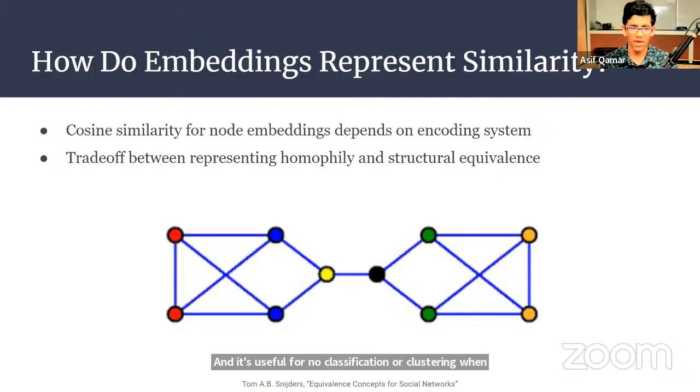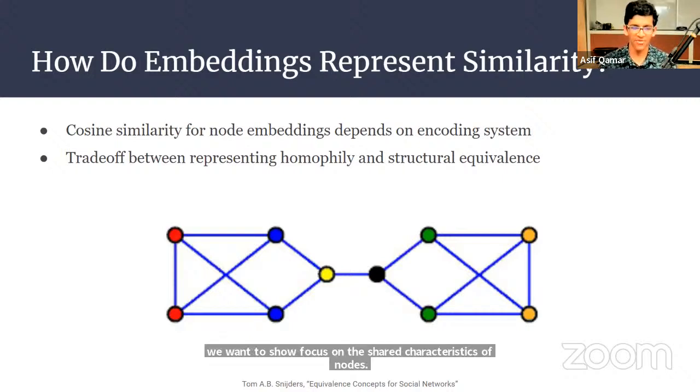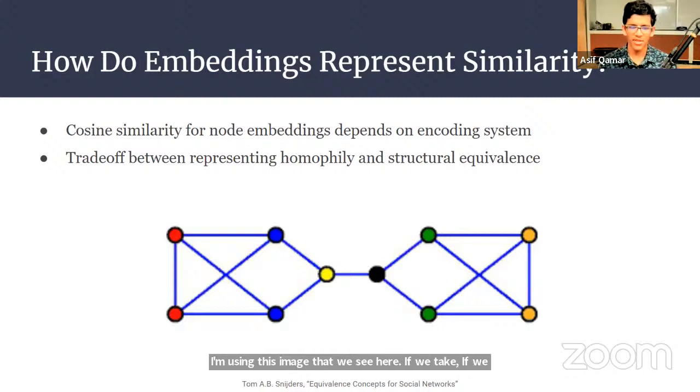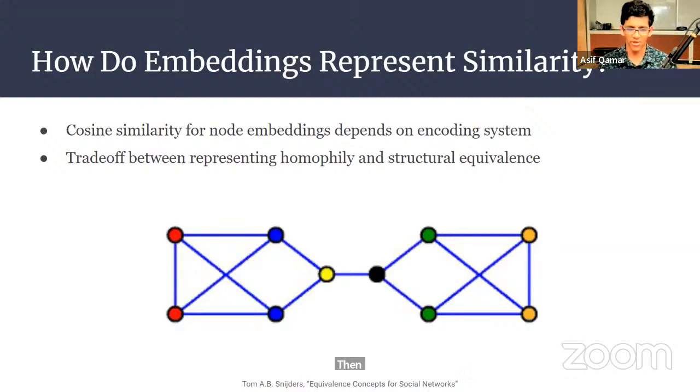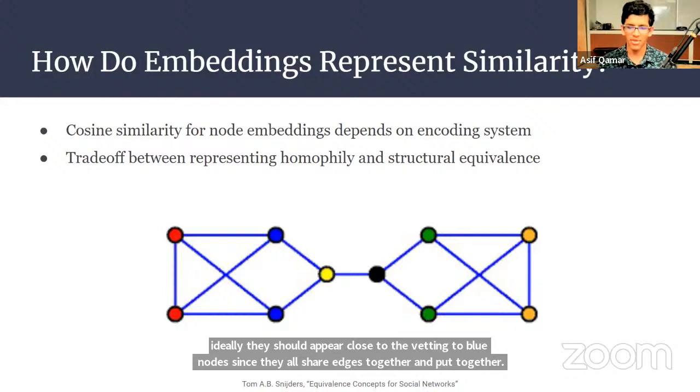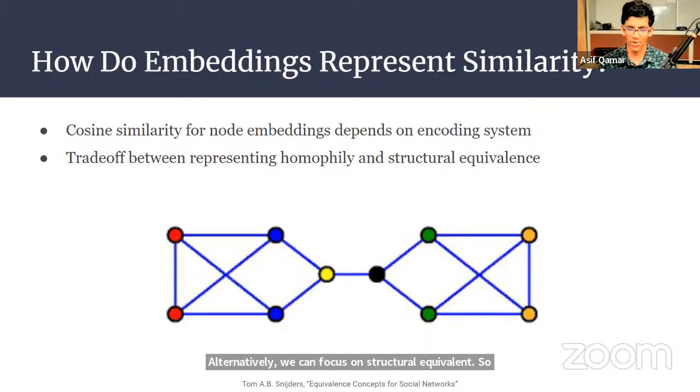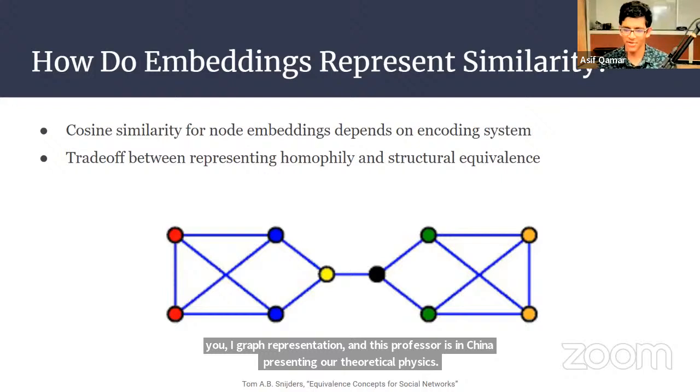Using this image that we see here, if we take embeddings for the red nodes, then ideally they should appear close to the embeddings for the blue nodes, since they all share edges together and they're close together. Alternatively, we can focus on structural equivalence. So it's the idea that nodes that share the same structural role in the graph should be considered similar. So for example, imagine there's a professor in China presenting on some topic in theoretical physics to an audience that's also interested in theoretical physics. So even though I'm over here in California talking to you about graph representation learning, and this professor is in China presenting on theoretical physics, we both share some structural similarity despite our geographic differences.